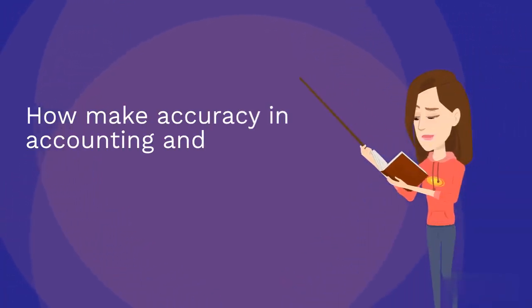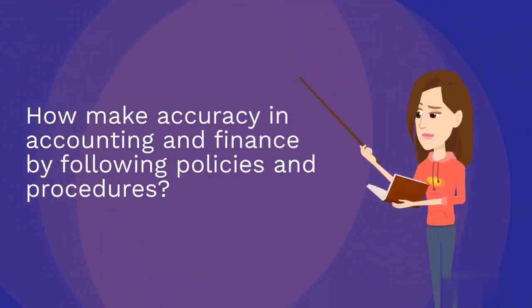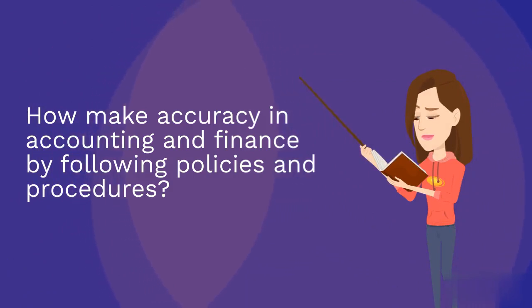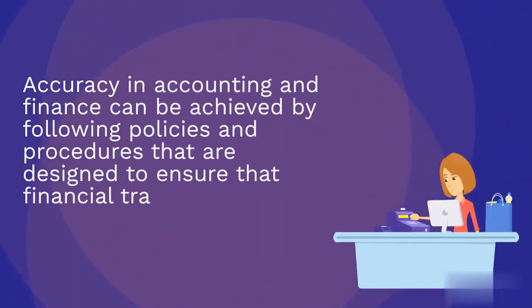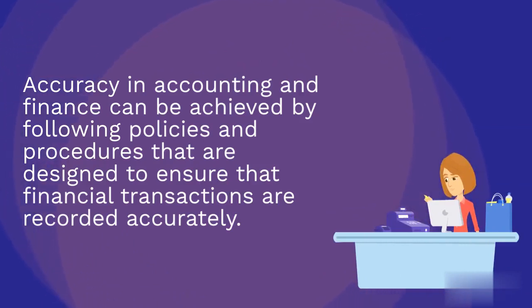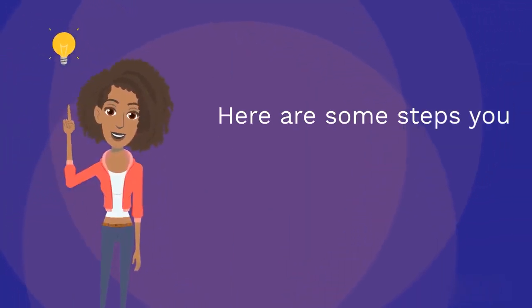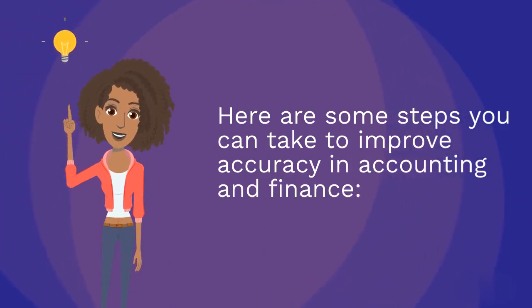How to make accuracy in accounting and finance by following policies and procedures. Accuracy in accounting and finance can be achieved by following policies and procedures that are designed to ensure that financial transactions are recorded accurately. Here are some steps you can take to improve accuracy in accounting and finance.